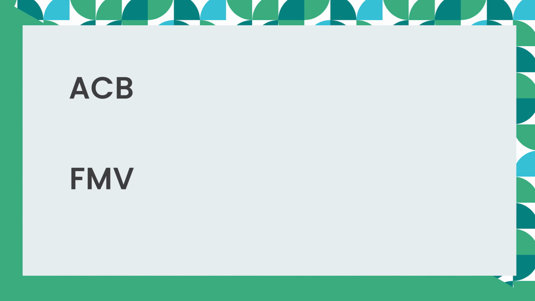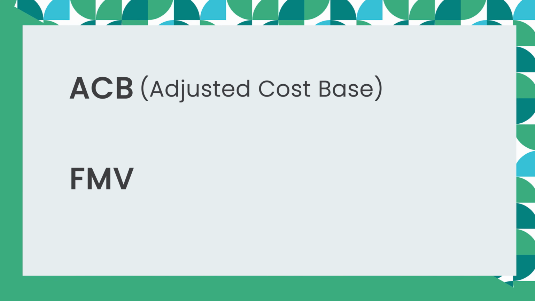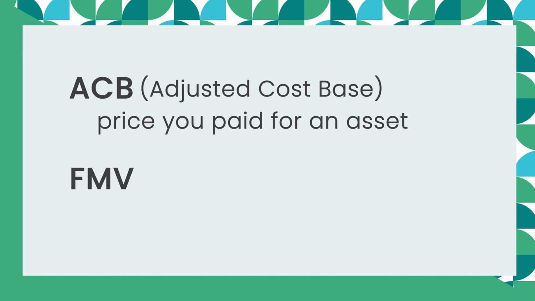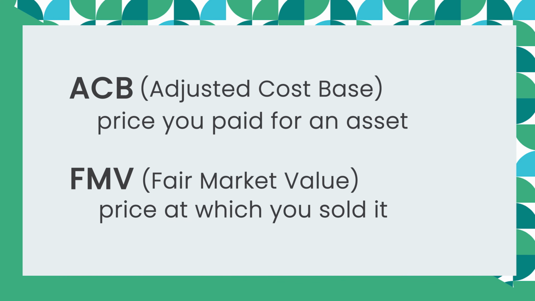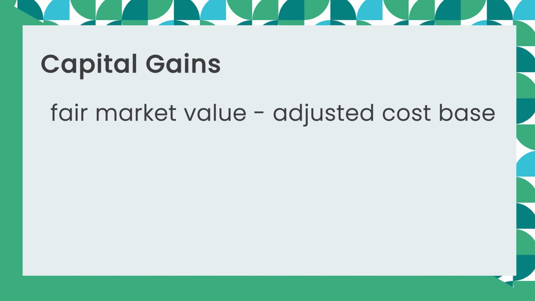First, I will introduce you to two acronyms often used by accountants, ACB and FMV. ACB, which stands for Adjusted Cost Base, is the price you pay for an asset. FMV stands for Fair Market Value, which is the price at which you sold it. Capital gains are simply the fair market value minus the adjusted cost base.